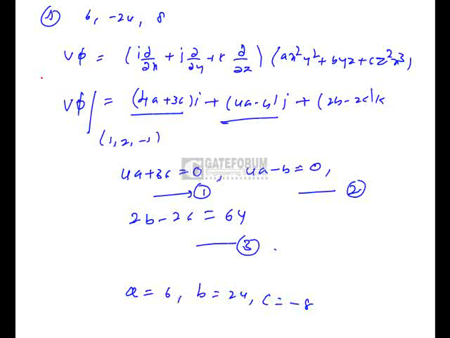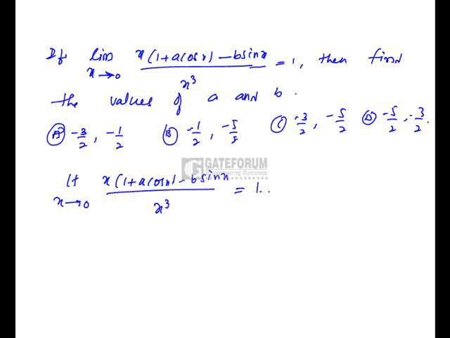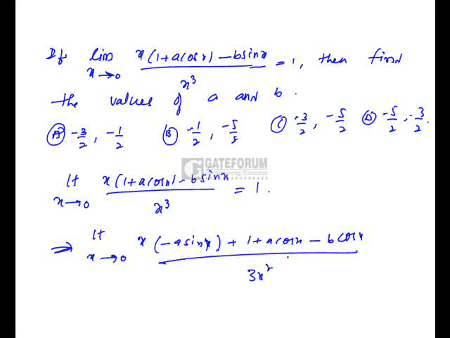Find the values of a and b where the limit as x tends to 0 of (x(1 + a cos x) − b sin x)/x³ is given as 1, a finite value. So let us use L'Hospital's rule, because the given function is in the form 0/0. If we differentiate numerator and denominator, it will be the limit as x tends to 0 of x times (−a sin x) plus (1 + a cos x) times 1, minus b cos x, all over 3x².